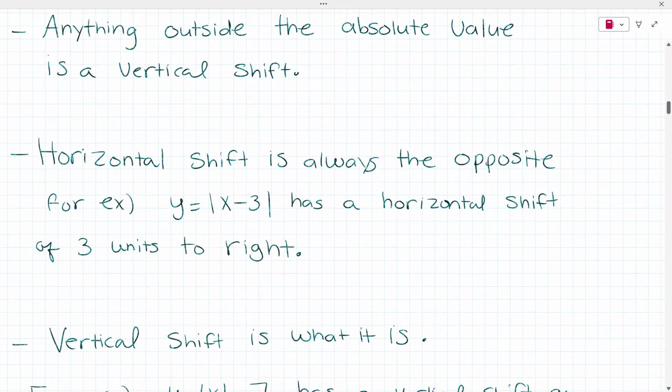Horizontal shifts are always the opposite. For example, if you have the graph y equals absolute value of x minus 3, did you know it has a horizontal shift of 3 units to the right? That's really strange. So just remember, I think this applies for all graphs: horizontal shift is always the opposite sign. In this example, y equals absolute value of x minus 3 literally means you shift it 3 units to the right, not left.